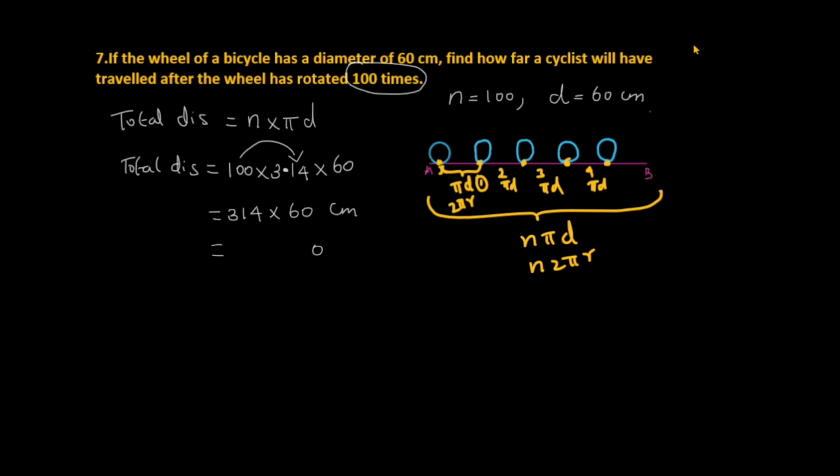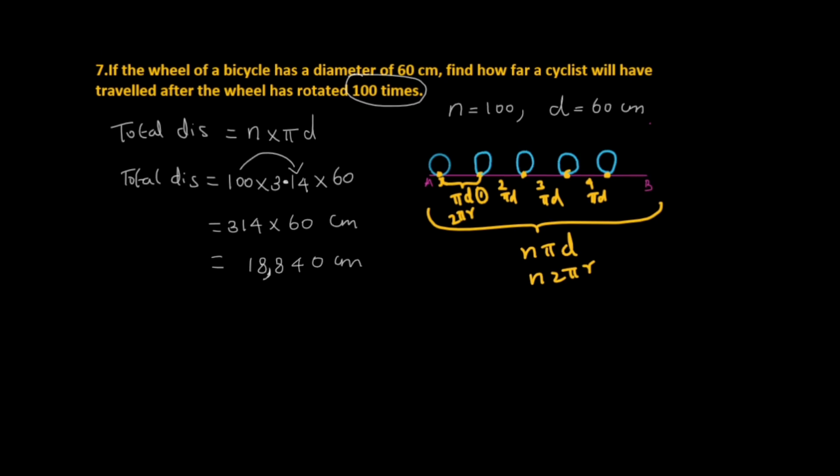Now multiplying this, 0, 24, remaining 2, 8, so 18,840 centimeters. Here the conversion is 1 meter is equal to 100 centimeters, so 1 centimeter is equal to 1 by 100 meters. When we are dividing this by 100, we will be getting 188 meters approximately. So the approximate distance covered by the wheel is 188 meters.